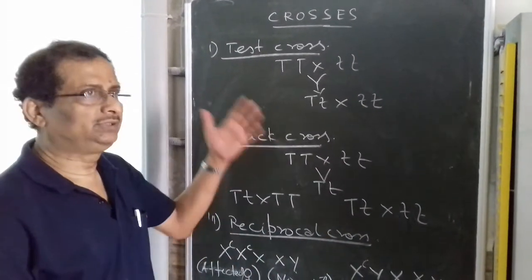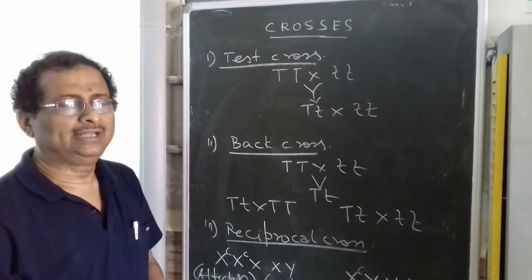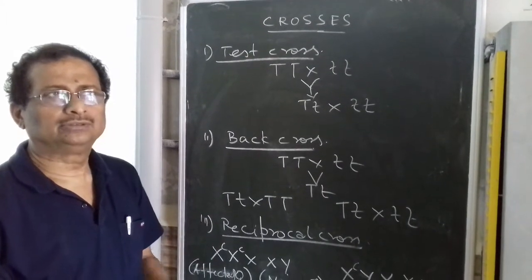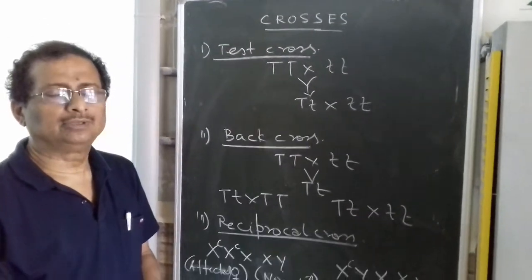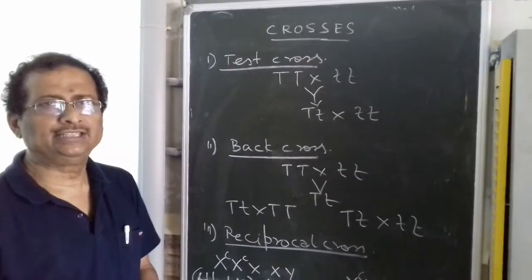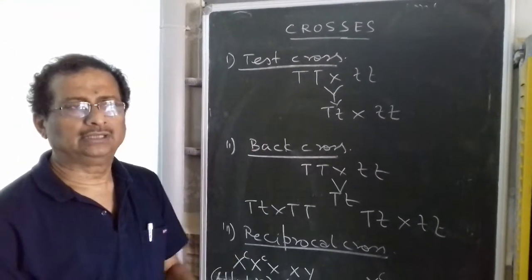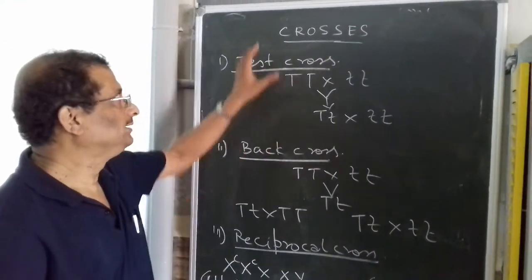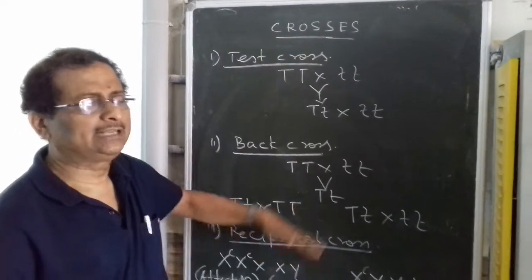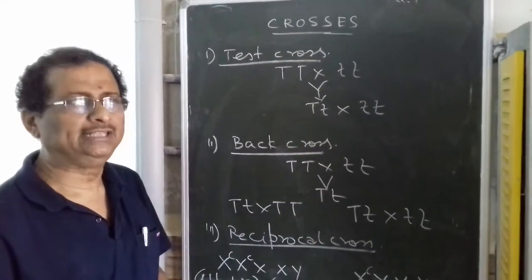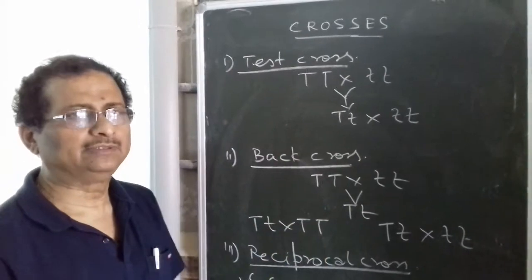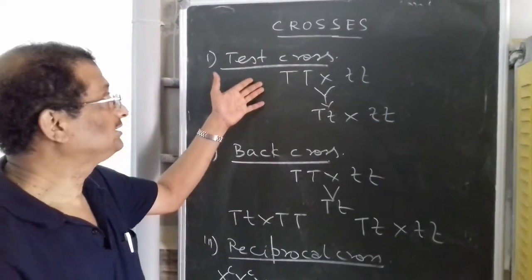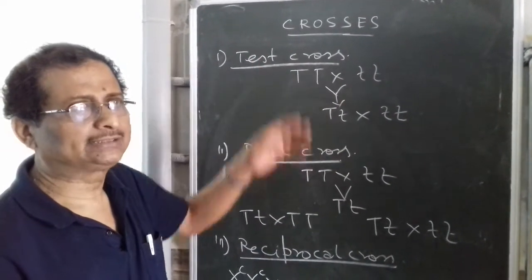For 12th standard, today we are going to study about some crosses and also about the incomplete linkage, which we had not taken up in the last class. Now, there are various types of crosses to find out the progeny or the genotype of the progeny. The first cross that we are going to study is the test cross.